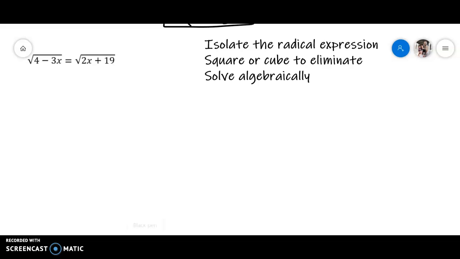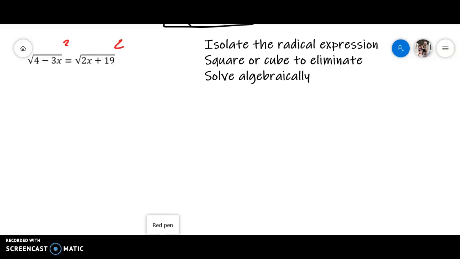Okay, let's look at a second example. We have the square root of 4 minus 3x is equal to the square root of 2x plus 19. Now, in this case, we should notice that the radical expressions are already isolated. I have a square root on the left side, I have a square root on the right side. So my step pattern is actually a bit easier. I just need to square both sides in order to eliminate my radicals on both sides.